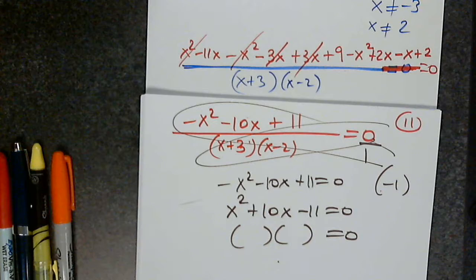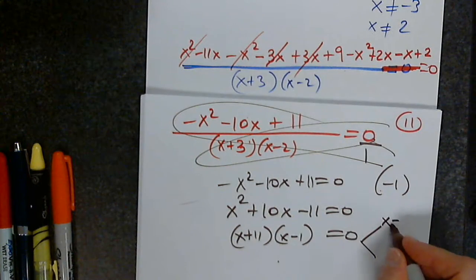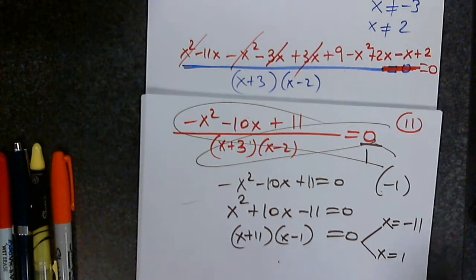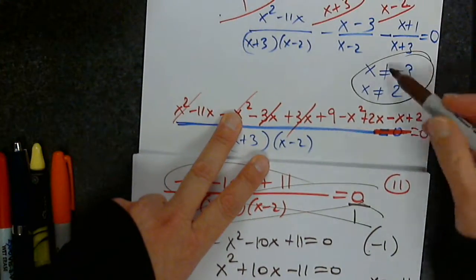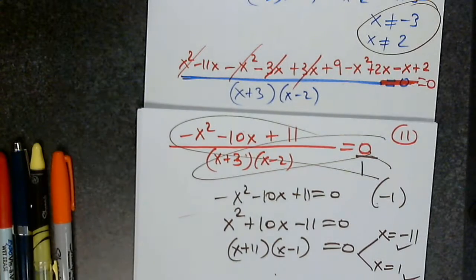How do I factor this? X plus 11. Excellent. X minus 1. So there are two options, negative 11 and 1. Are these on the list of restrictions? No. So they should be fine. Absolutely agreed.